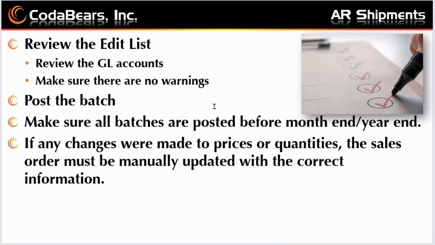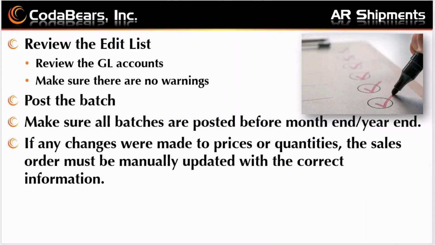And then finally, if any changes were made to prices or quantities, the sales order must be manually updated with the correct information. So the sales order will talk to invoicing, but invoicing will not talk back to the sales order. So for example, let's say that you have something that you invoice where the price is changed at the time of shipment. So you pull in the shipment, it says a $0 amount, but you know that you have to charge $15 for that particular item. Go ahead and fix the invoice. You can finish posting, adjusting, whatever you need to do, but then go back and update the sales order so you have the history available to you at that time.